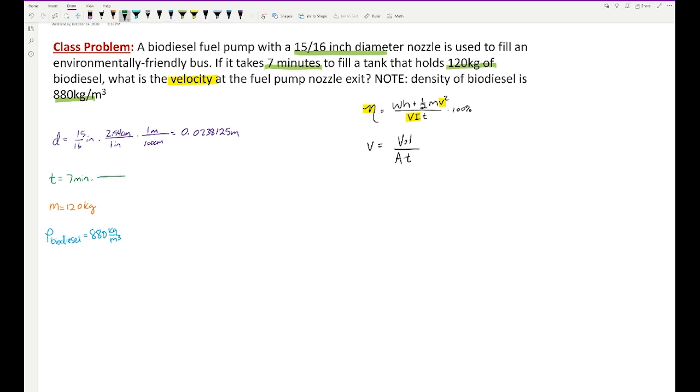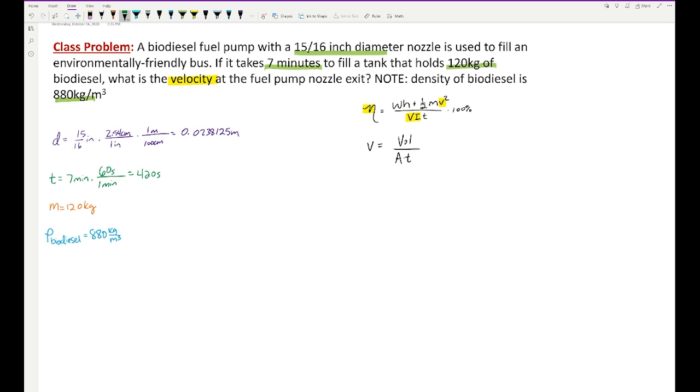Moving to time, we see that it's written in minutes. However, we want time to be in seconds. We know that there's 60 seconds in a minute, which gives us 420 seconds. Our mass is 120 kilograms, and our biodiesel is 880 kilograms per meter cubed. Both of those are in metric units and in the form that we want them to be in. So we won't have to do any unit conversions for that.